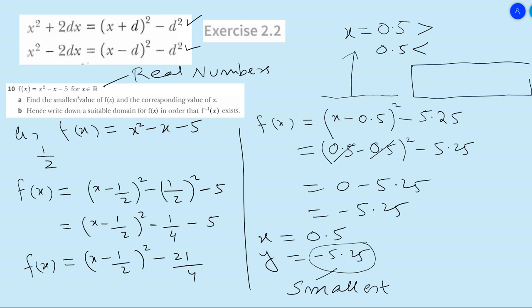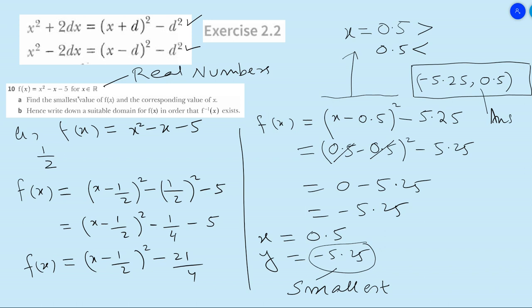What is the requirement of the question? Find the smallest value of f(x). The smallest value of f(x) is minus 5.25, and the corresponding value of x is 0.5. This is the final answer of part A. Hope you understand.